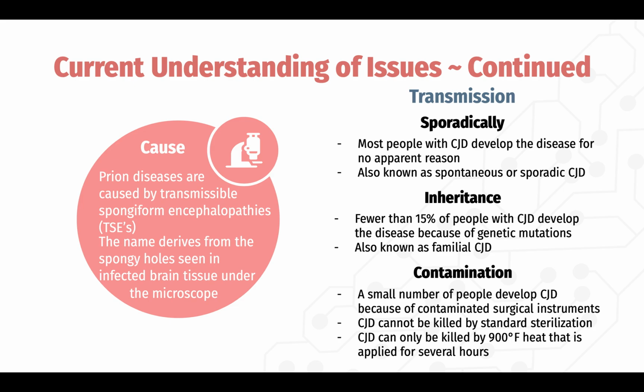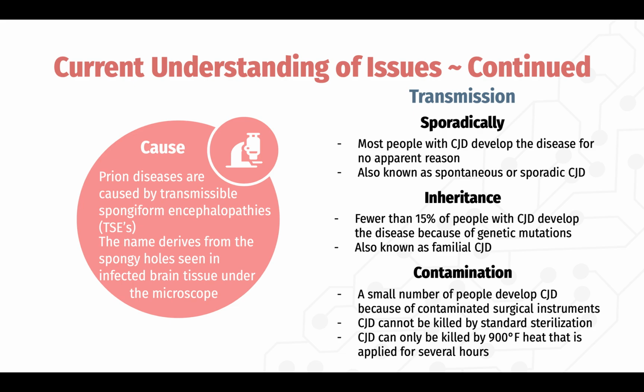So most people develop it sporadically, and whenever that happens, it happens for no apparent reason. And it's also known as spontaneous or sporadic CJD. And then inheritance, fewer than 15% of people develop it this way because of genetic mutations. It's also known as familial CJD.